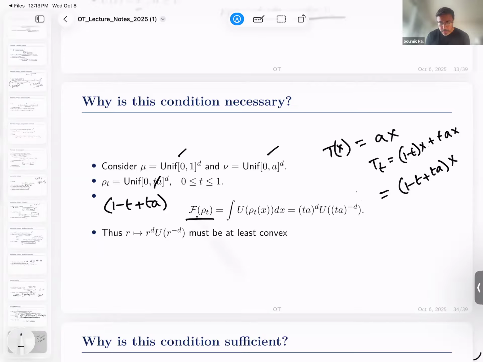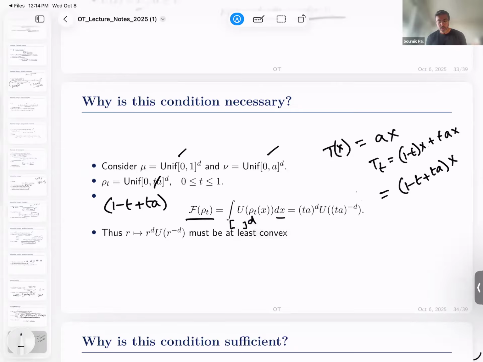If I compute my f of rho t, then this is my uniform density, and uniform densities are constant. I've done this computation with uniform on 0 to ta to the power d, but you should be able to do this for the other case as well, just by switching ta to be 1 minus t plus ta. And so what I get here is a constant density being integrated. Where is this being integrated? This dx is being integrated over the cube.